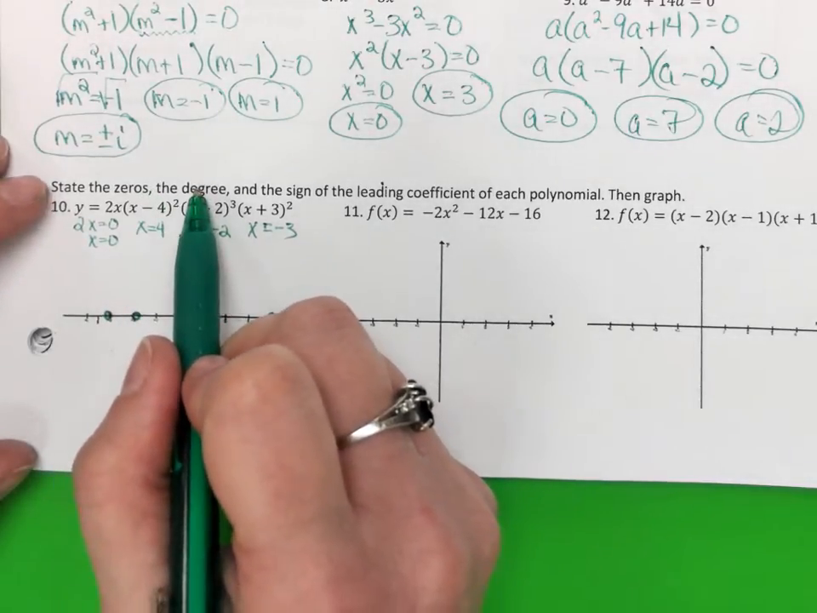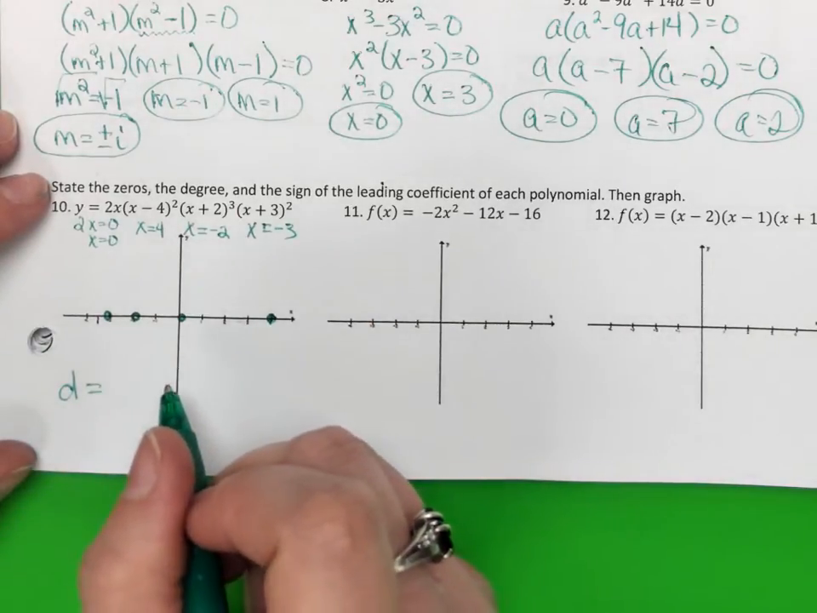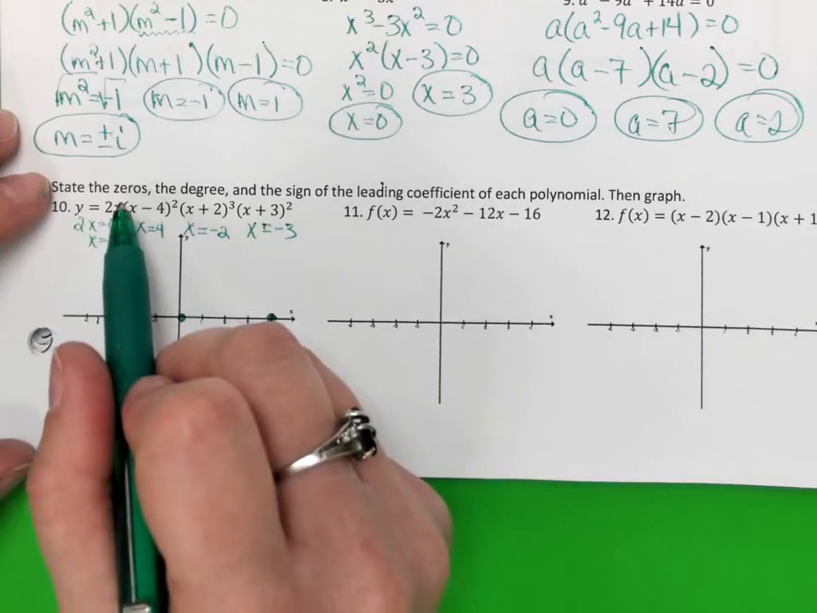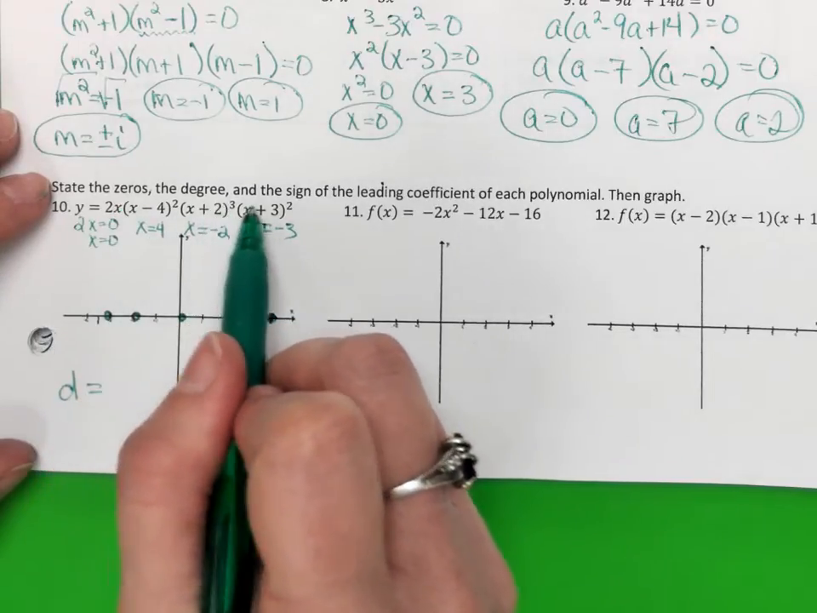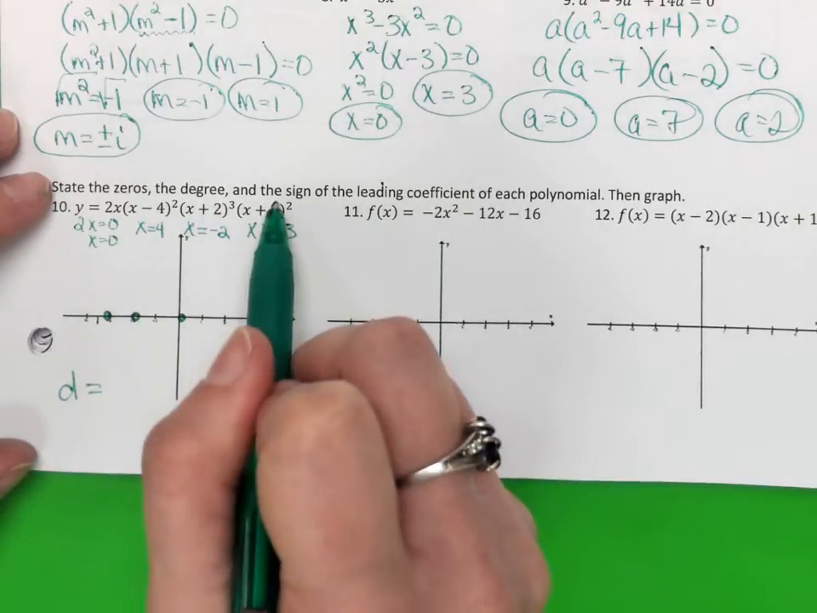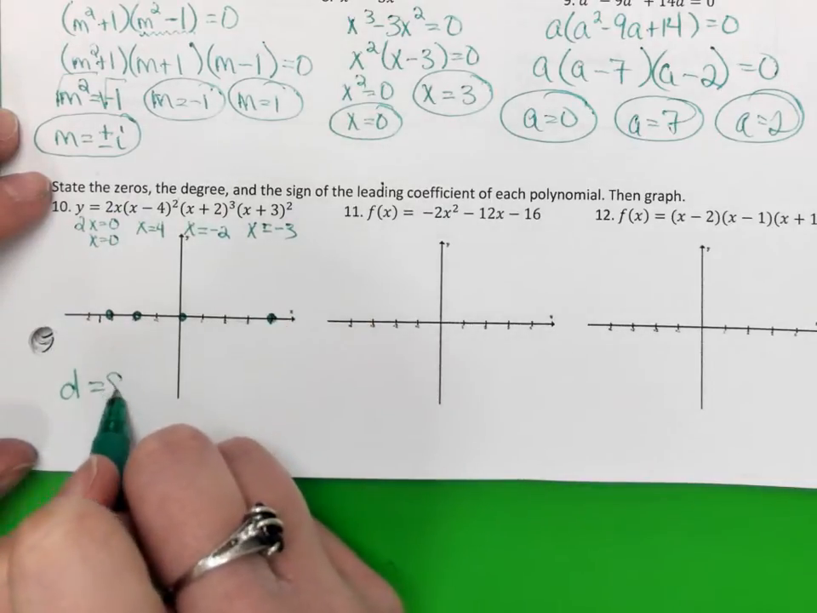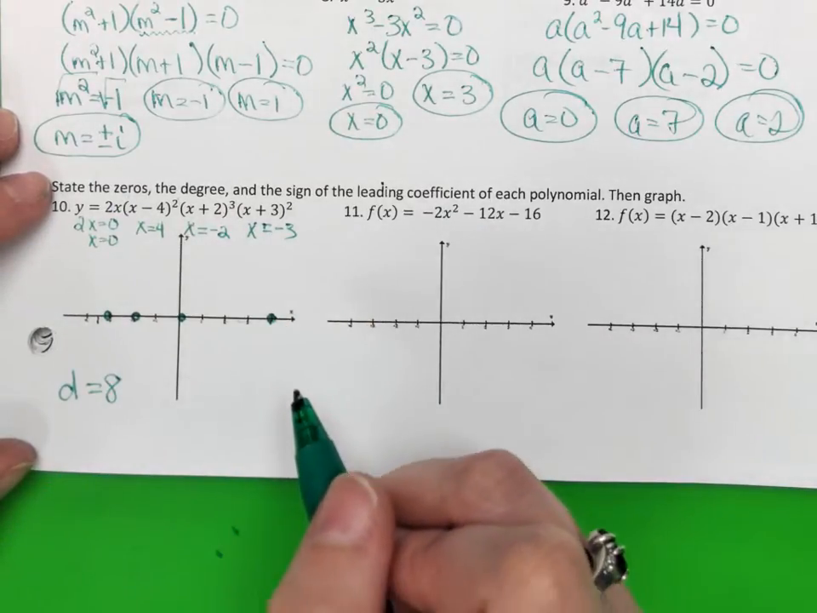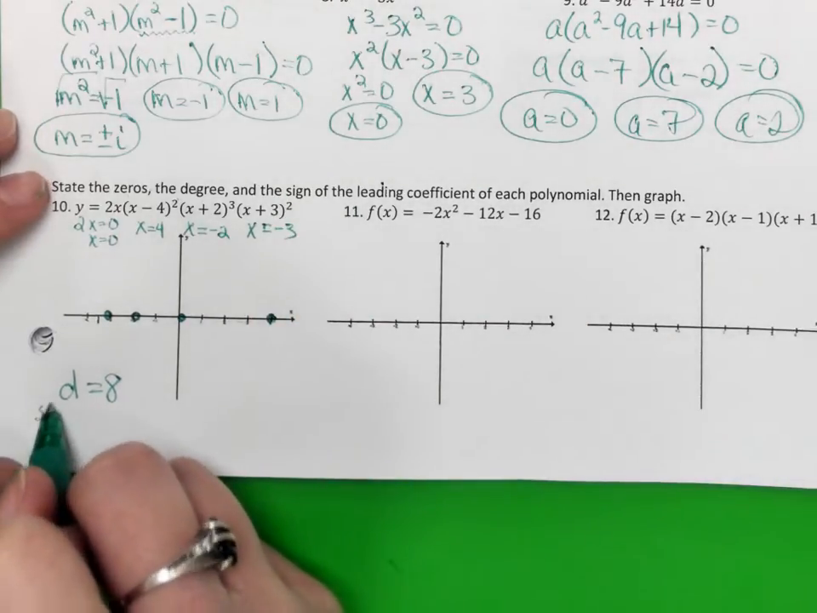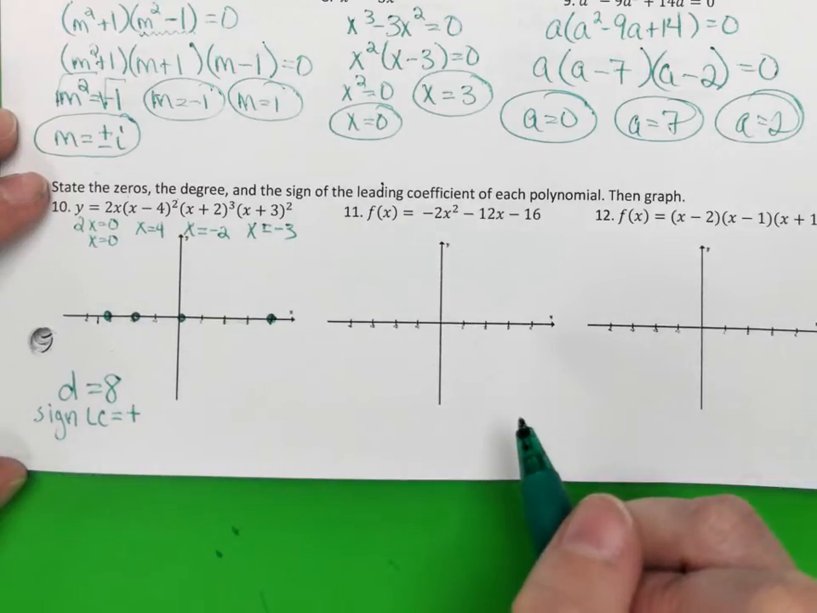We stated the degree. No, we did not. What's my degree? Oh, definitely not. That would be 7. How'd you get that? When it's written in factored form, you have to add them together. When it's written in standard form, you look at the biggest one. So 2 plus 3 is 5, plus 2 is 7, plus 1 is 8. Very good. All right, now what's the sign of the leading coefficient? What's the sign? Very good. It's positive.